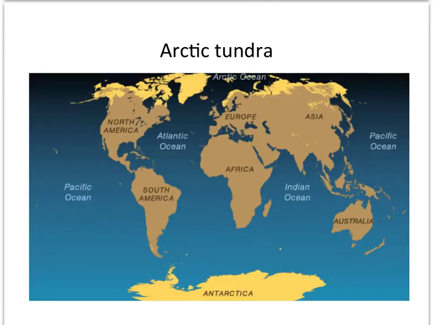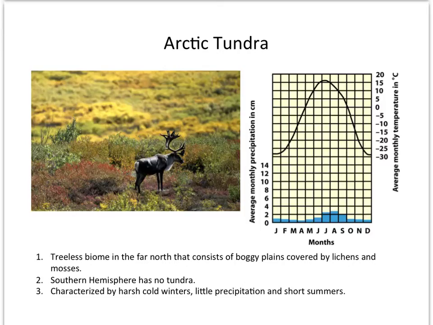So when we describe biomes, we're going to look a lot of times at these climate diagrams. And the climate diagram is shown right here. Average monthly precipitation is given here in blue, in centimeters, and average monthly temperatures is given right here as this line plot in degrees Celsius. Down here are the different months: January, February, March, April, May, June, July, August, September, October, November, and December. And so you can see for January, they're getting about 1 centimeter of precipitation, and the temperature is about minus 28 degrees Celsius.